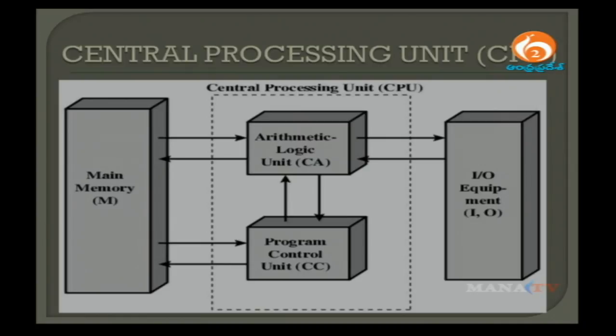The information comes back to the arithmetic logic unit, and it exchanges with the program control unit, and then gives it back to the main memory. So that's how the entire operation of the CPU happens. I want each and everybody to have a basic diagram of the central processing unit. This diagram will help you in understanding the main function of the CPU.